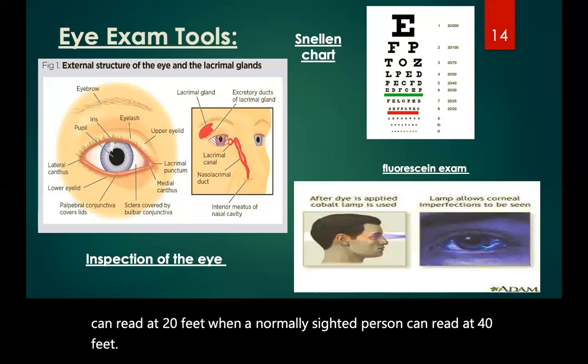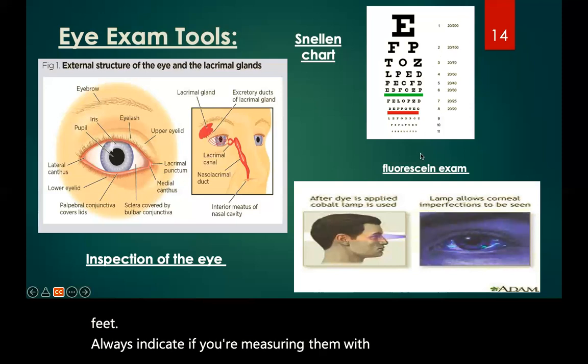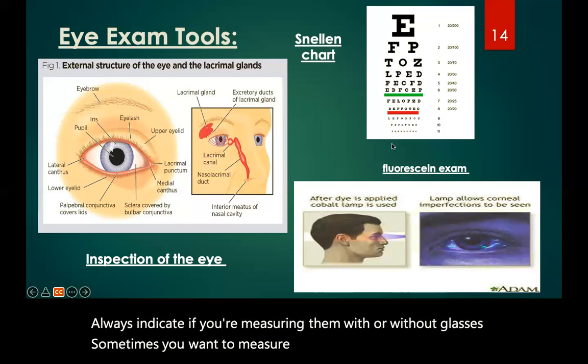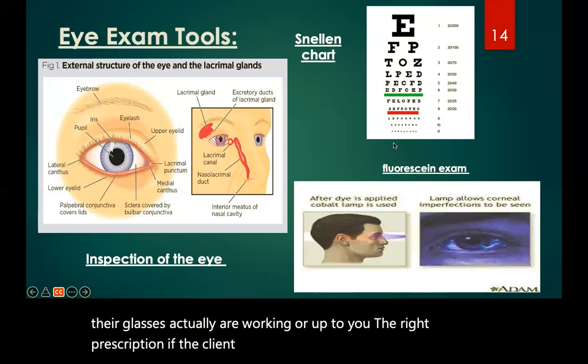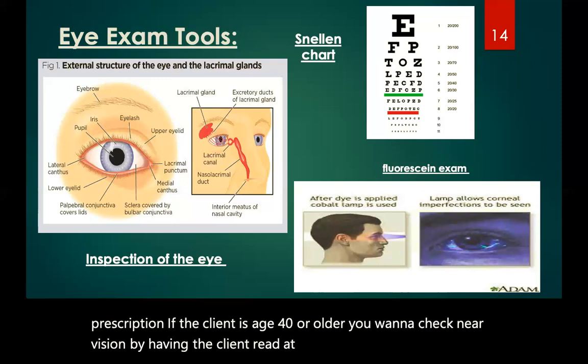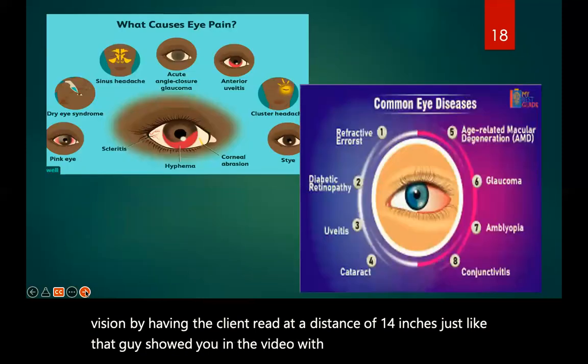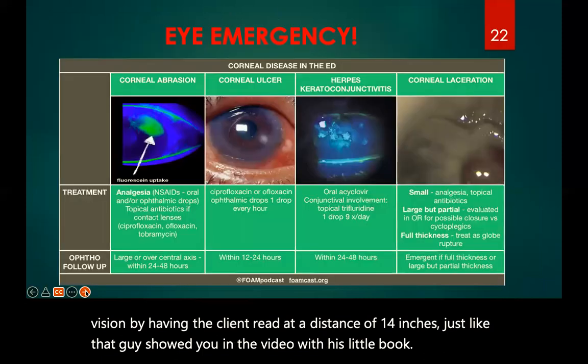Always indicate if you're measuring them with or without glasses. Sometimes you want to measure them with glasses to make sure their glasses actually are working or up to the right prescription. If the client is age 40 or older, you want to check near vision by having the client read at a distance of 14 inches, just like that guy showed you in the video with his little book. Okay, good.